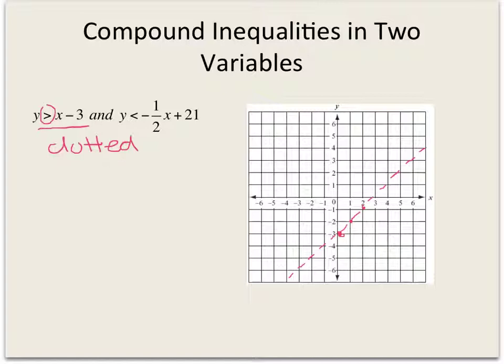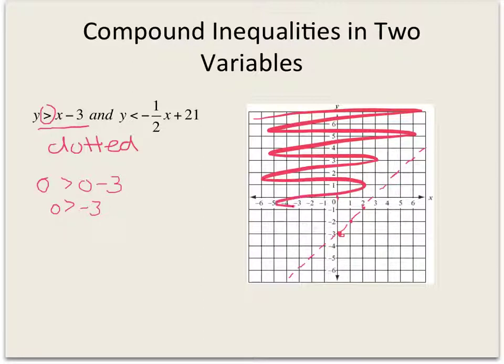If you're not sure, you can always plug in a point. So I'm going to plug in 0, 0. When I plug that into my formula, 0 is greater than 0 minus 3. I get the statement 0 is greater than negative 3. That's true. So that's the side I'm going to shade. So I'm going to shade everything on that side of the line. And those are all of the values, the x and the y's, that if I plugged into that first equation, I would get a true statement.